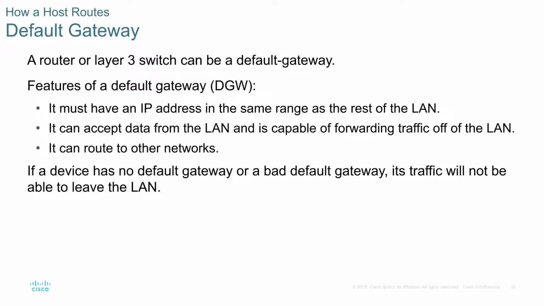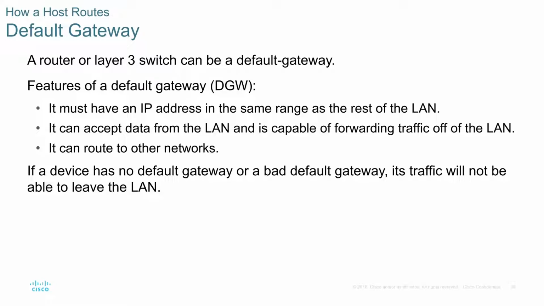A router or layer 3 switch can also be a default gateway. A layer 3 switch does routing as well as switching. Your home router, even though it's called a router, is a layer 3 switch in that you have multiple ports, which are the switch portion, and it sends it out via the routing portion.